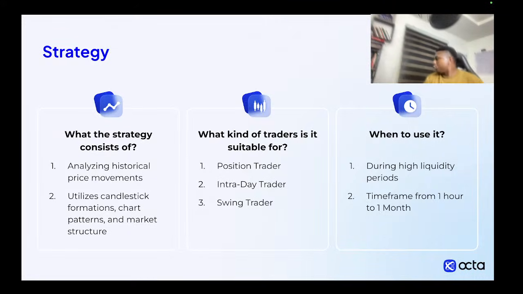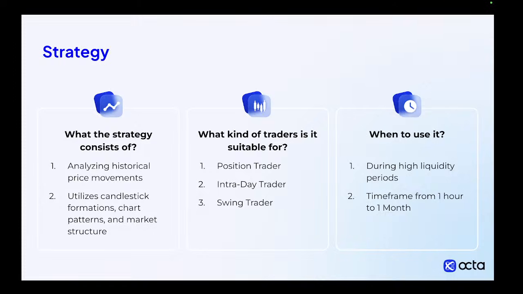So now, when to use this strategy? This strategy is efficient and useful during high liquidity periods, on time frames from 1 hour to 1 month. So this strategy is useful for time frames from 1 hour to 1 month.